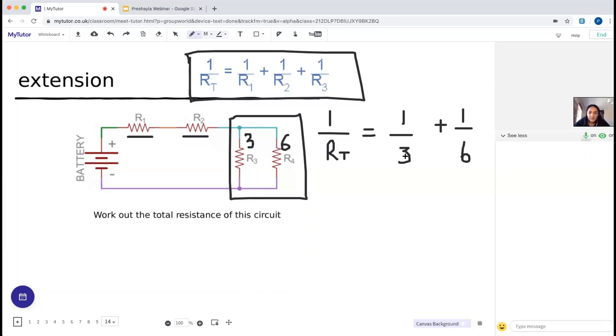Okay, so we do 1 over one of the resistors plus 1 over the other resistor. So that's 1/3 plus 1/6, which is 1/2. And that equals 1 over RT. Now you might be able to see it already, but we can cross multiply. We cross multiply this side and we get 2, and cross multiply the other side and we get RT.